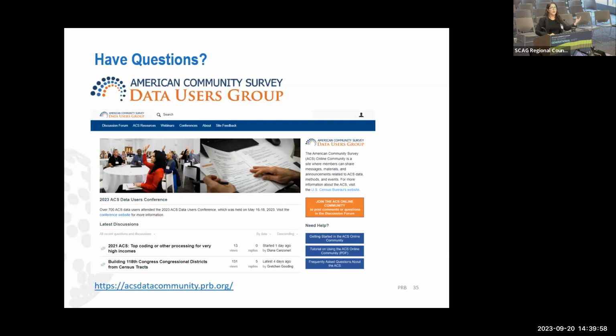And someone will respond back and say, well, there's this quirk about sample size, and then maybe that's why it's suppressed. And sometimes the Census Bureau staff will jump in and answer a question. So it's a really great way to crowdsource answers for really thorny technical questions if you want that level of detail. So I am going to pause there.